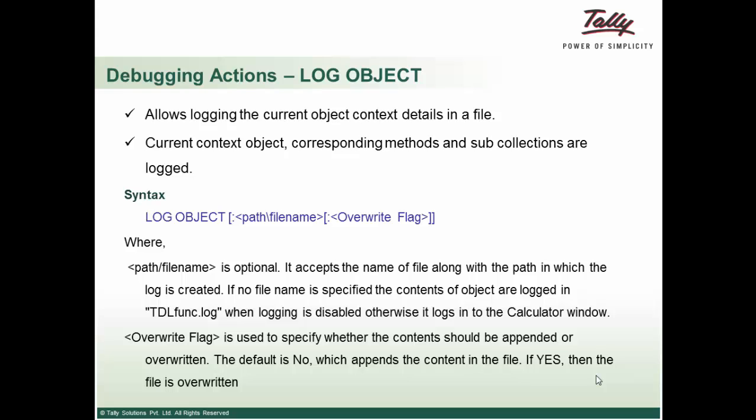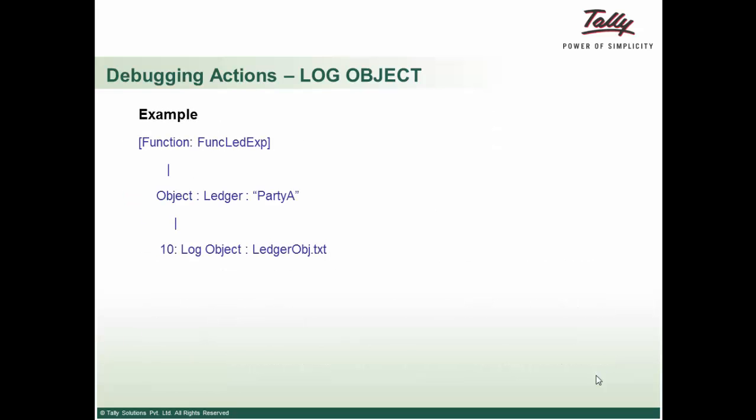Override flag is used to specify whether the content should be appended or overwritten. That is, the next time the object gets logged to the file, should it get added or should it just override the existing file. So if you do not mention it, by default the value is no, that means it will start appending, and that's what we generally follow even in cases of synchronization logs. So this is an example.